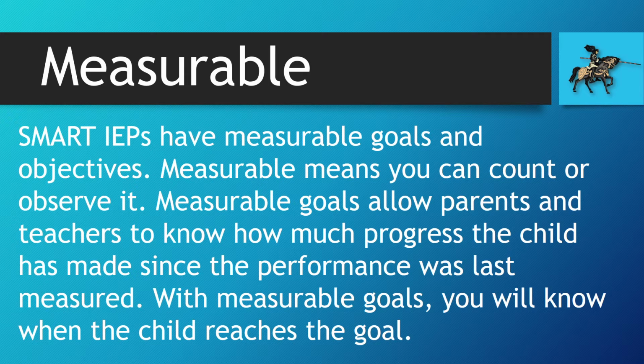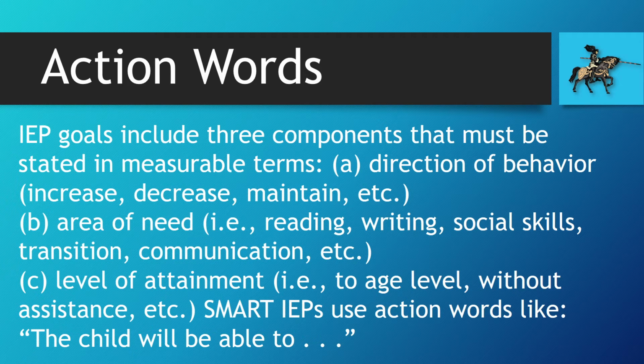Measurable means you can count or observe it. Measurable goals allow parents and teachers to know how much progress the child has made since the performance was last measured. With measurable goals, you will know when the child reaches the goal. There are three components that must be stated in measurable terms: A. Direction of behavior, B. Area of need, and C. Level of attainment. SMART IEPs use action words.